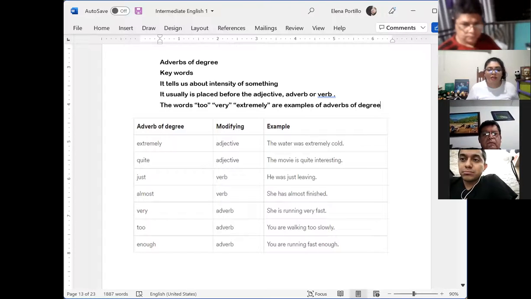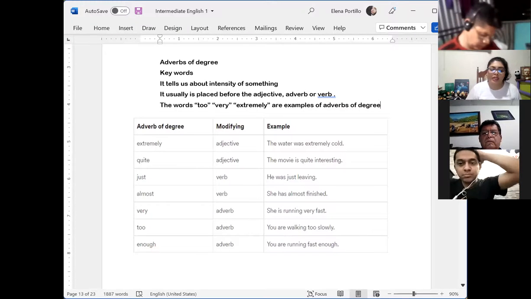Very, an adverb. She's running very fast. She's running very fast.